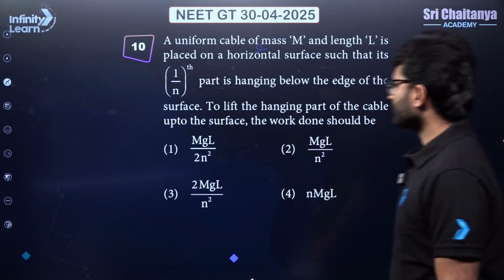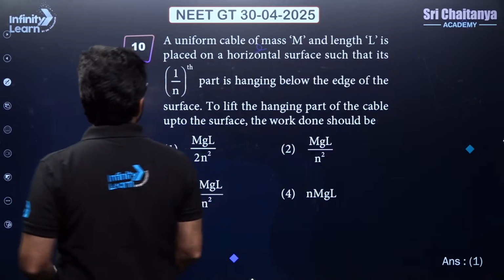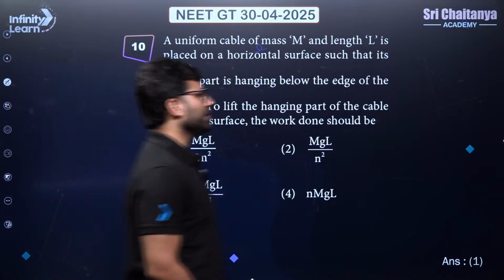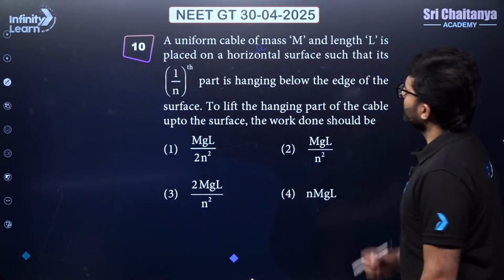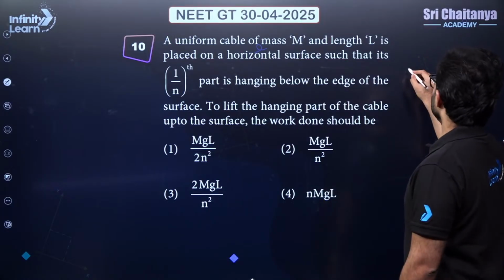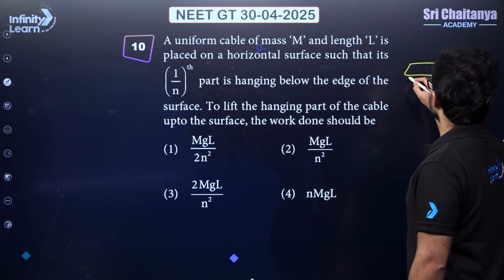Let's move ahead. A uniform cable of mass m and length L is placed on a horizontal surface, such that its 1 by nth part is hanging below. So let's say this is the table.